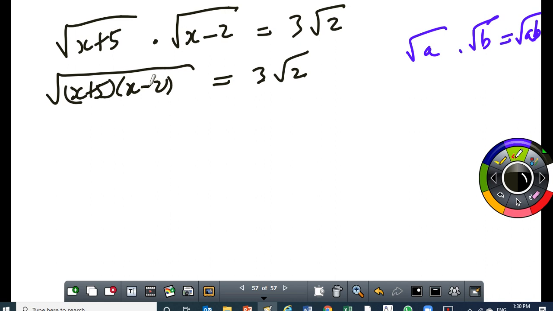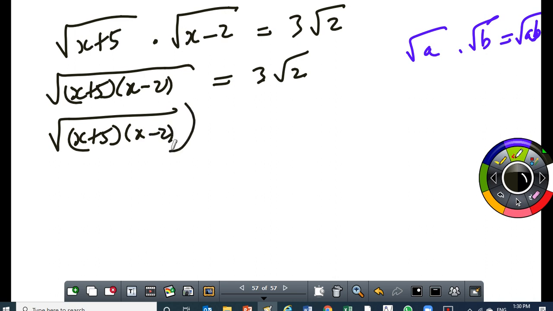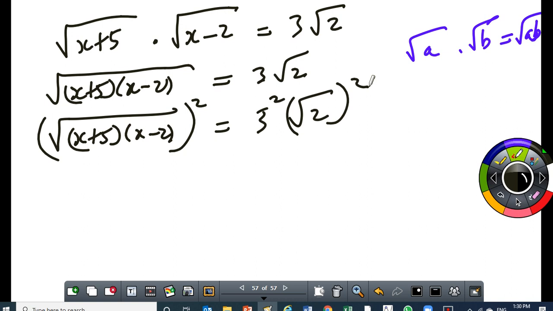The next thing, I can multiply it out, but it's not that important. I can just square both sides to remove the square root sign. So I'll square this, x plus 5 times x minus 2. Now here, because we've got this 3 which is outside the square root, we have to square it on its own. Then we also square the square root of 2. So we end up having 3 squared times the square root of 2 all squared.